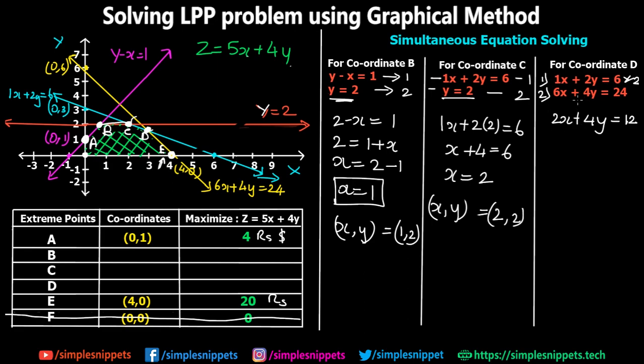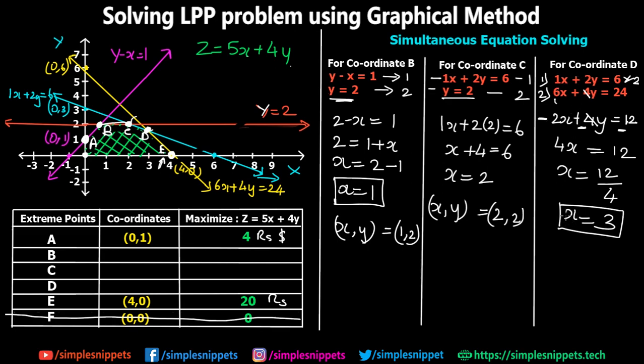Now we can subtract this newly found equation from equation number 2, so that 4y and 4y get cancelled. When we are subtracting, the signs will change: this plus 12 will become minus 12, this plus 2x will become minus 2x. So 6x minus 2x gives 4x, and 4y minus 4y gives 0. So y gets cancelled, and 24 minus 12 gives you 12. So x is going to be 12 by 4, so x is going to be 3, right? Now that we've got 3, we still don't know y, so we can substitute x as 3 in any of the equations.